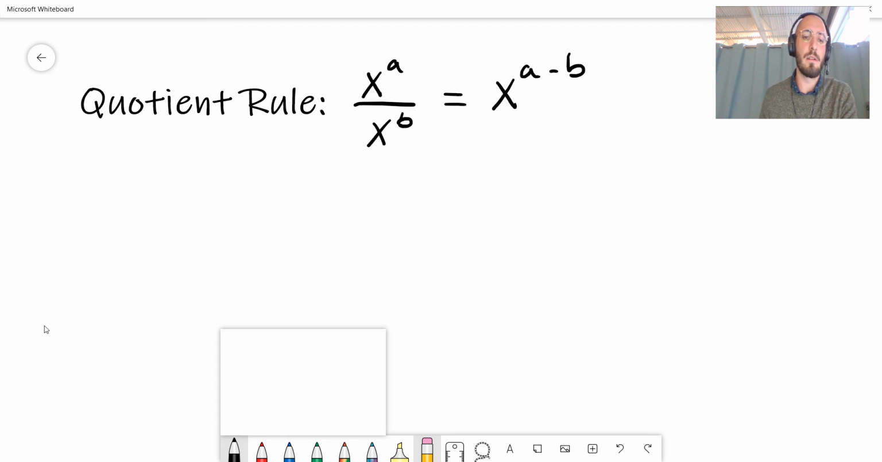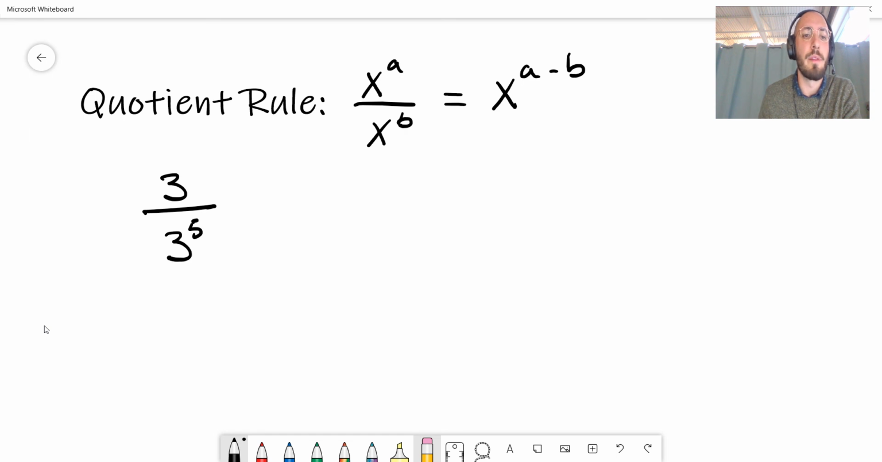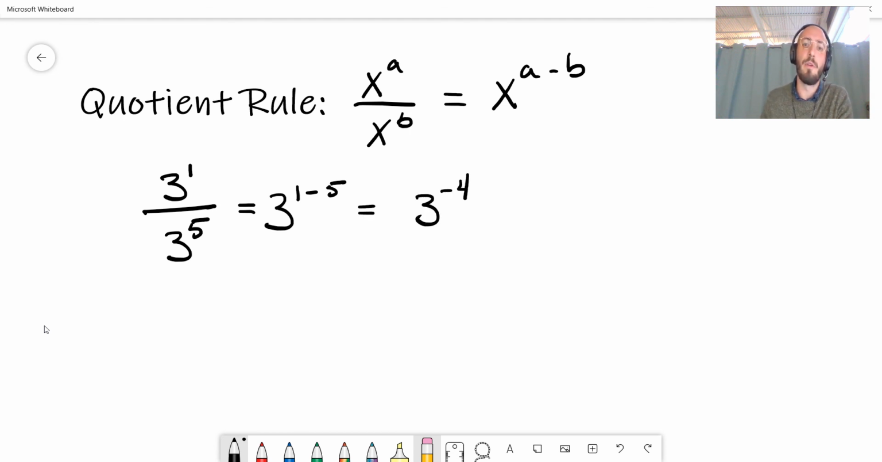Let's look at the expression 3 divided by 3 to the fifth power. So anytime we have a standalone number without an exponent, we can assume that there's an exponent of 1 here, because anything to the power of 1 is itself. So by the quotient rule, we can say that this is equal to 3 to the power of 1 minus 5, which is equal to 3 to the power of negative 4.